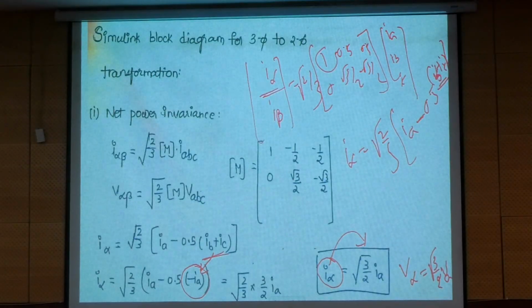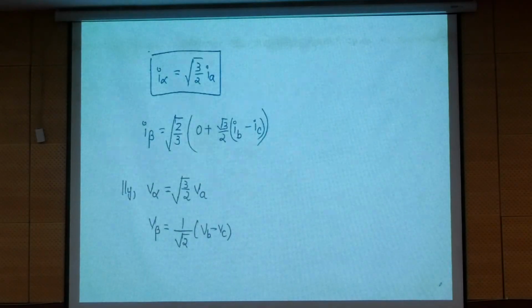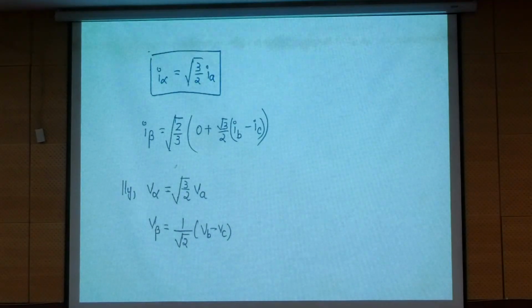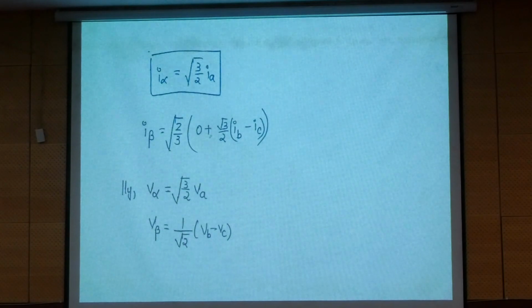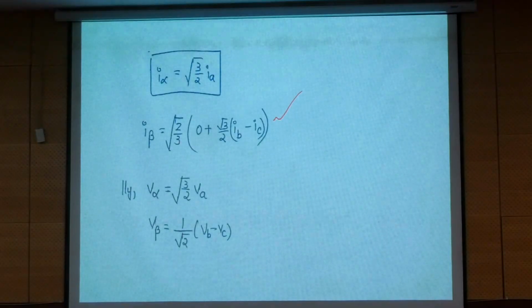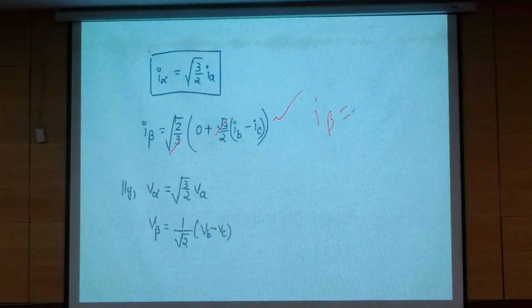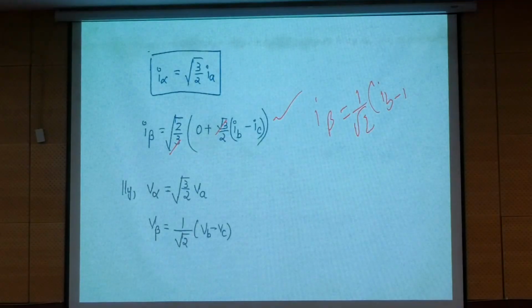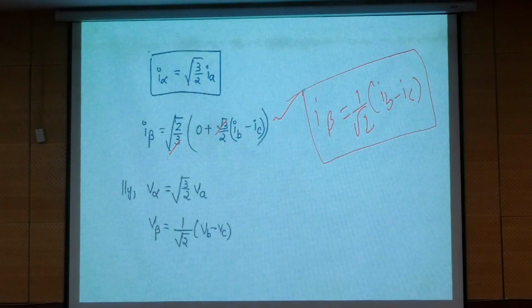For currents and voltages, the same multiplication factor you have to take care of, right? Similarly, I beta, from the equation, I beta is square root of 2 by 3 times (IB minus IC) scaled, plus square root of 3 by 2 times (IB minus IC). This is the equation. So from this equation these two will cancel, right? Finally, what is I beta? I beta equals 1 by root 2 of (IB minus IC). This is about I beta.